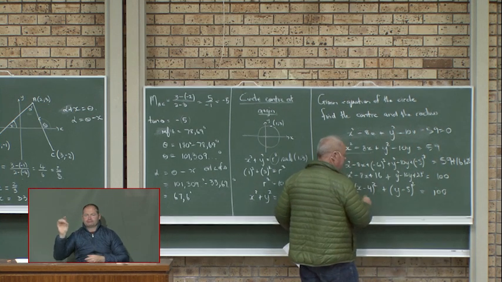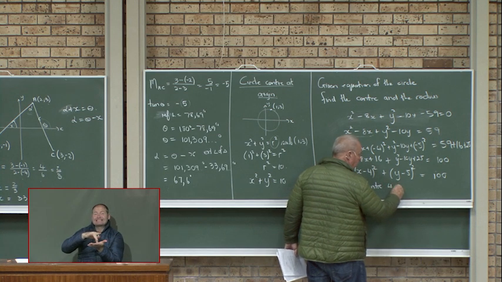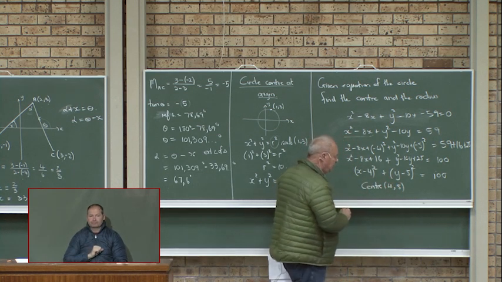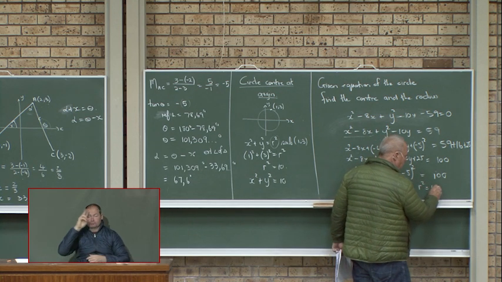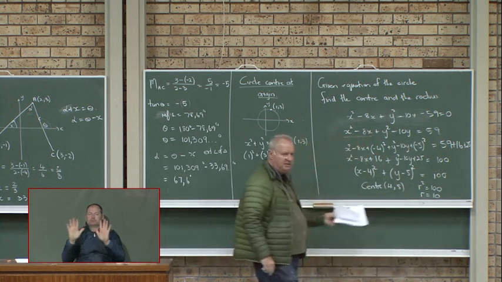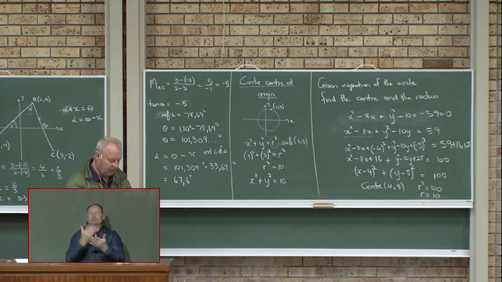So here we can say the center, right, is (4, 5). The opposite sign of this is the center. The radius squared is 100, so therefore the radius is equal to 10. Radius is not plus minus 10, radius is a distance, it can only be positive. Right, is that clear? Right.